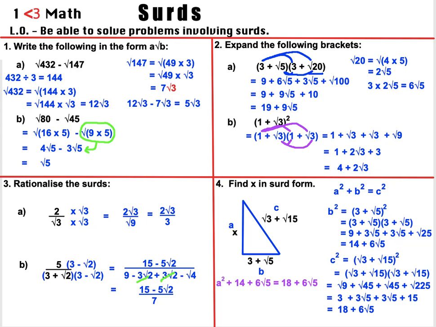So we've got A squared plus 14 plus 6 root 5 equals 18 plus 6 root 5. We can cancel the 6 root 5 on both sides. We've now got A squared plus 14 equals 18. We take away the 14 from both sides. So we have A squared equals, now that should say 4, there's a mistake there, but yep, I've corrected it. So A squared equals 4, and therefore A in surd form is going to be the root of 4, which obviously is 2.